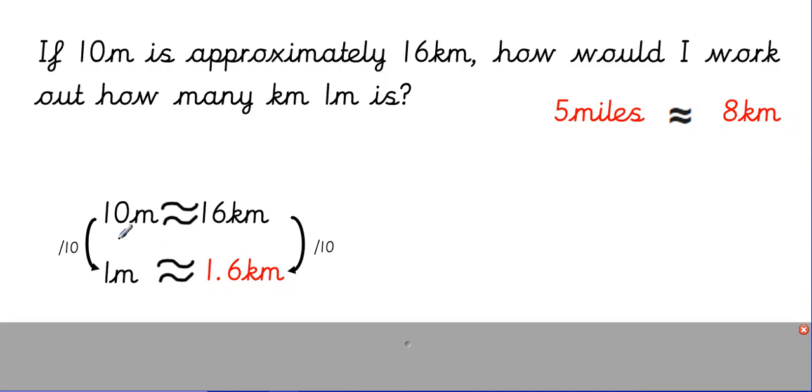Okay, so 10 miles then is approximately 16 kilometres. So what do I do to 10 to get 1? I divide by 10. Okay, so 10 divided by 10 is 1. So I'm going to do the same to my other side. So I've got 16 kilometres. I'm going to divide it by 10, which is 1.6 kilometres. So 1 mile is approximately 1.6 kilometres. Well done if you got that correct.